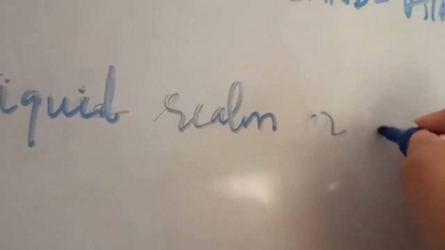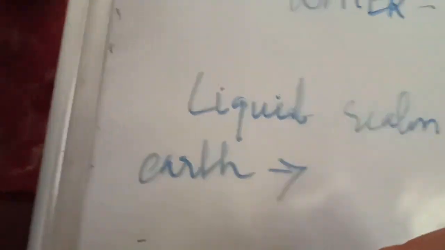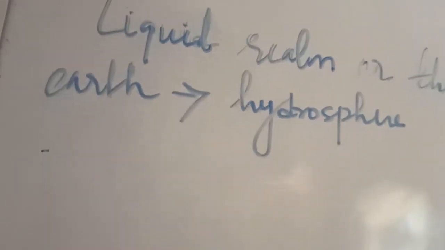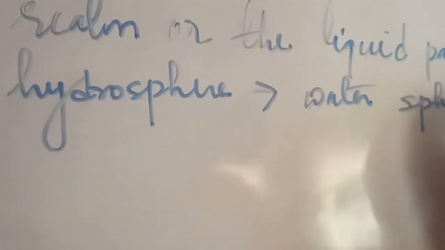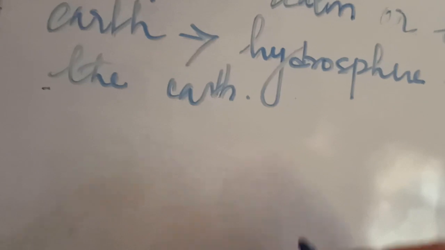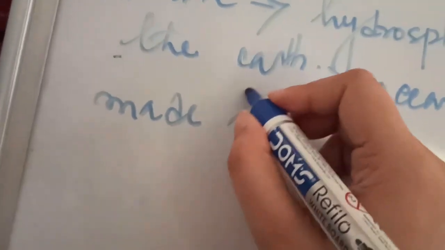The liquid realm, or the liquid part of the earth, is known as the hydrosphere. The word hydro actually comes from the word hydra, which means water. It is also known as the water sphere of the earth. The water bodies like the oceans, seas, lakes, rivers actually make up this hydrosphere part of the earth.